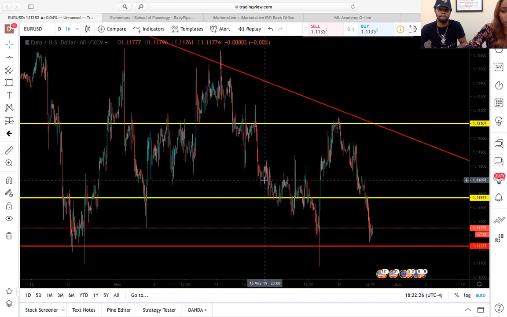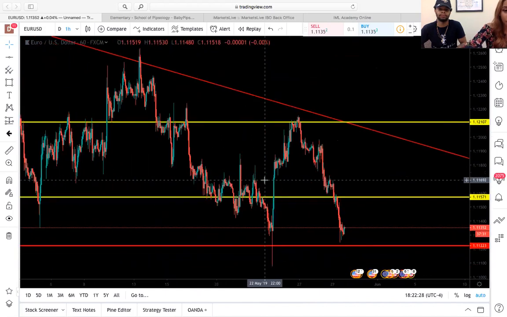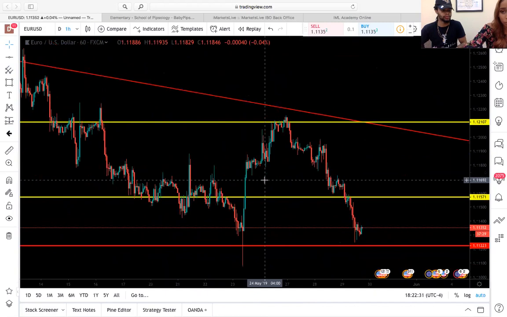So on your 1-hour chart, you can draw one or two. What would you suggest? Support and resistance, or would you keep it simple from your 4-hour? I would just keep it simple.